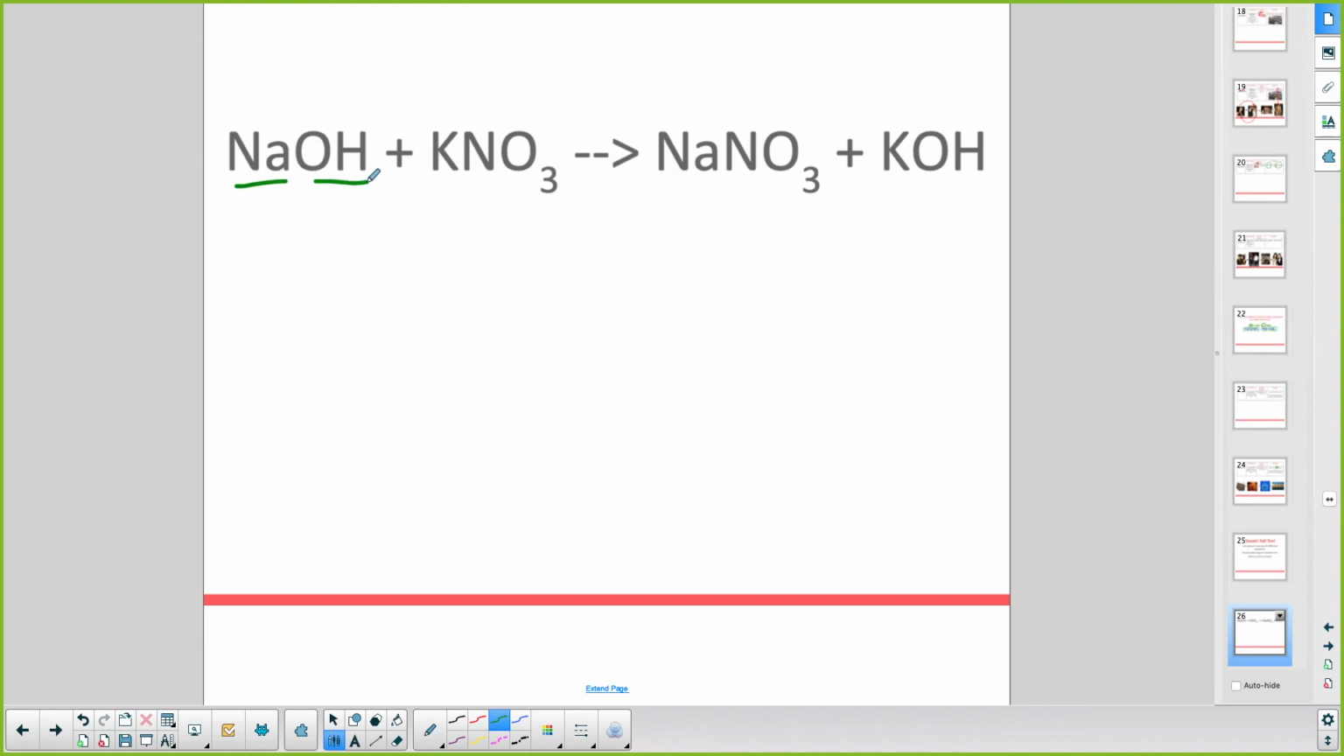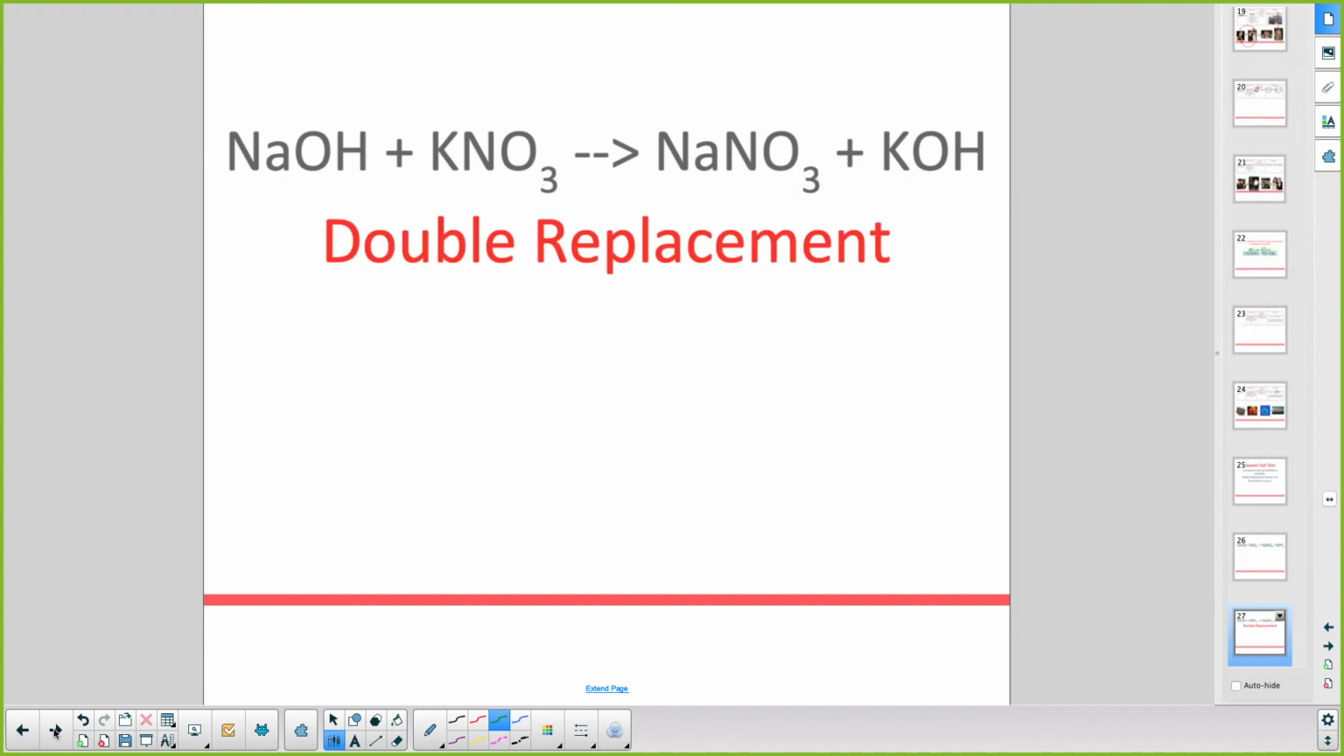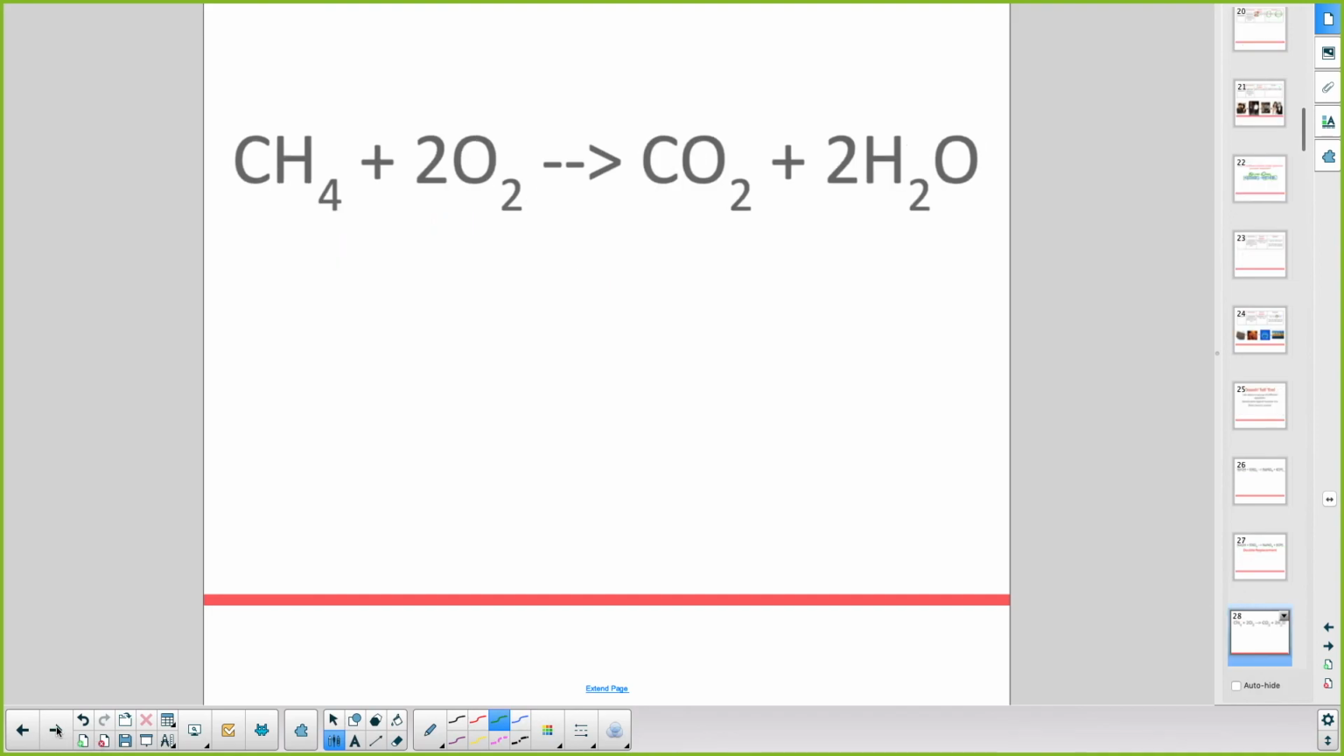So both of them started out as a couple, and then they traded partners, and nobody was left alone. All right, great job. Double replacement. Cameron, the next one. Look at what it's producing.